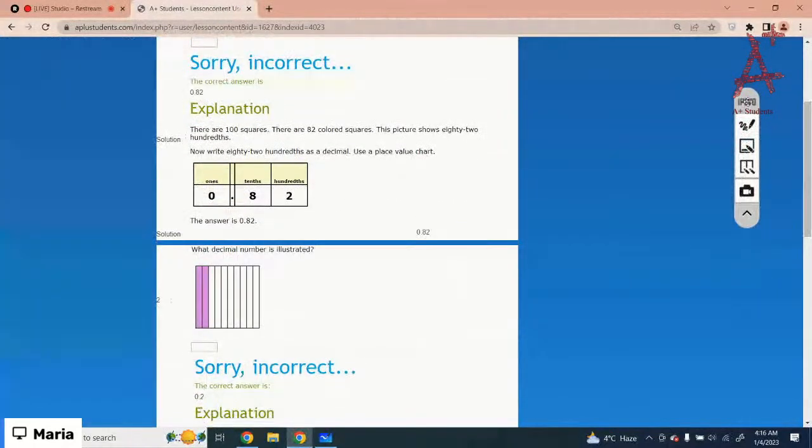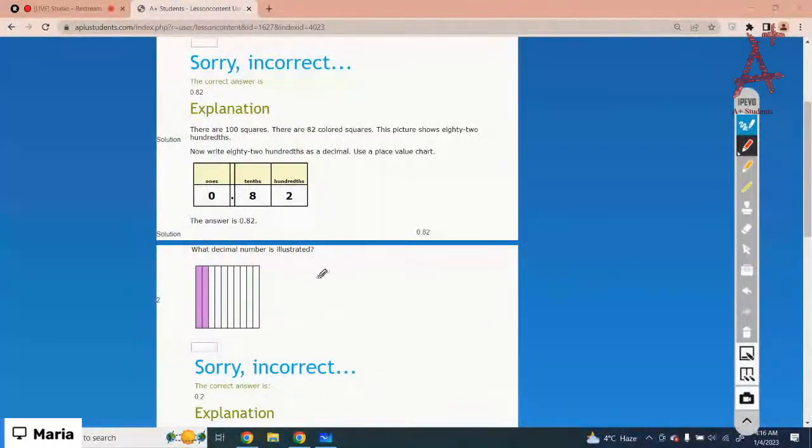Okay, here it is. What decimal number is illustrated? Let's see: 1, 2, 3, 4, 5, 6, 7, 8, 9, 10. So the total is 10, and out of the 10, how many are colored? Just 2 are colored, so it would be 2 divided by 10. And 2 divided by 10 equals 0.2. Okay, let's start with the test questions.